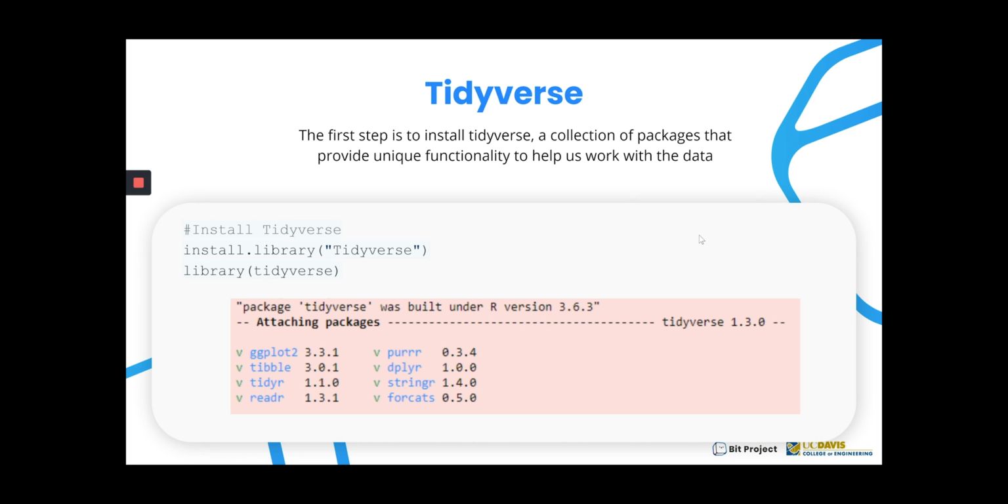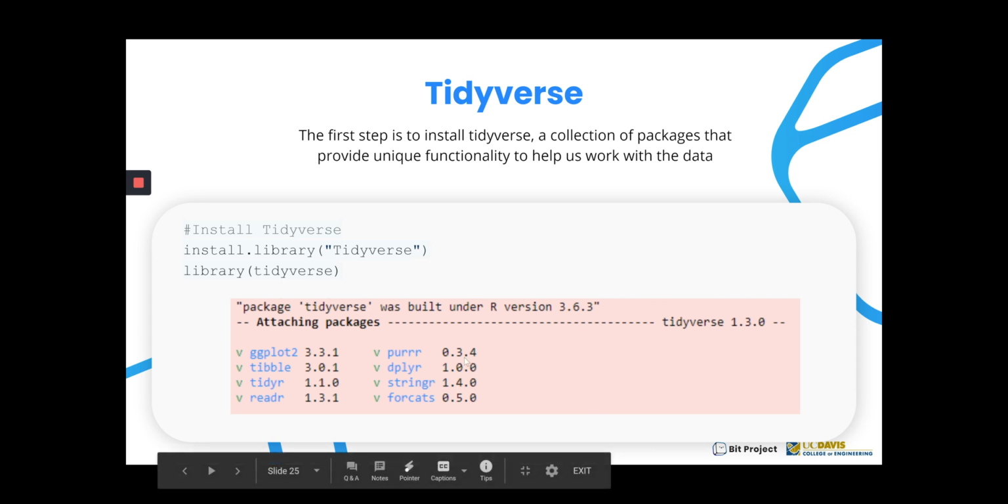So the first step is to install Tidyverse. Tidyverse is a collection of packages, and you can see the 8 packages included here. And each package brings unique tools to R.